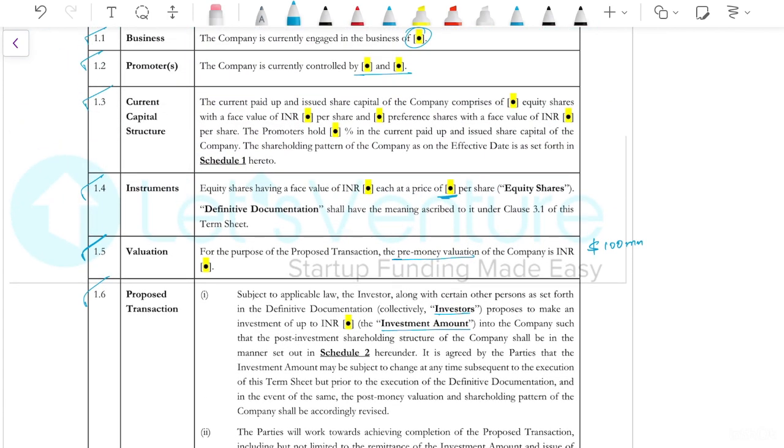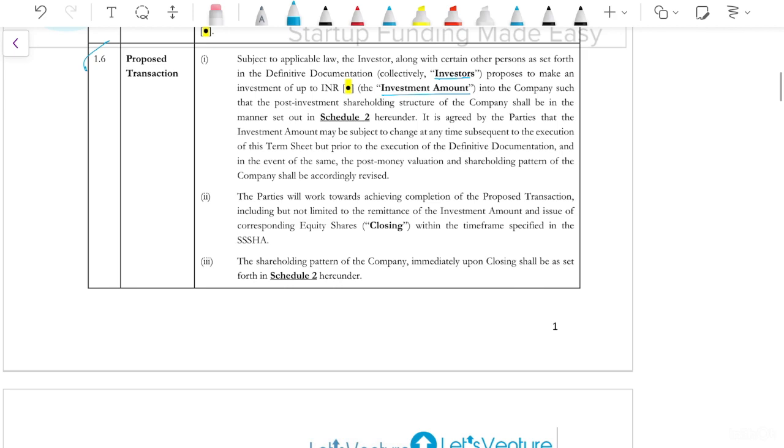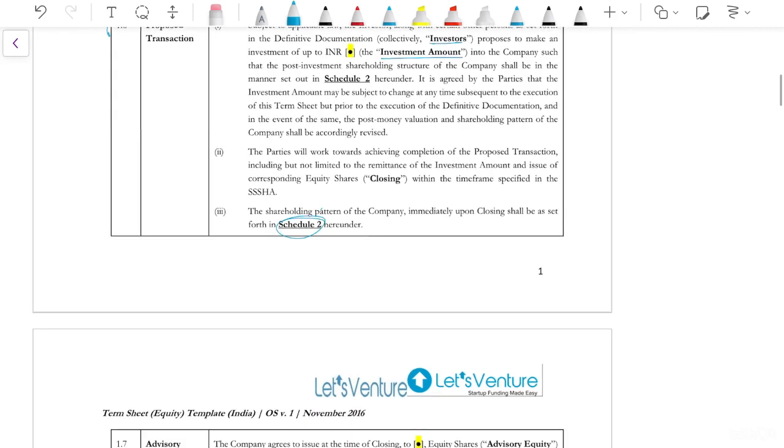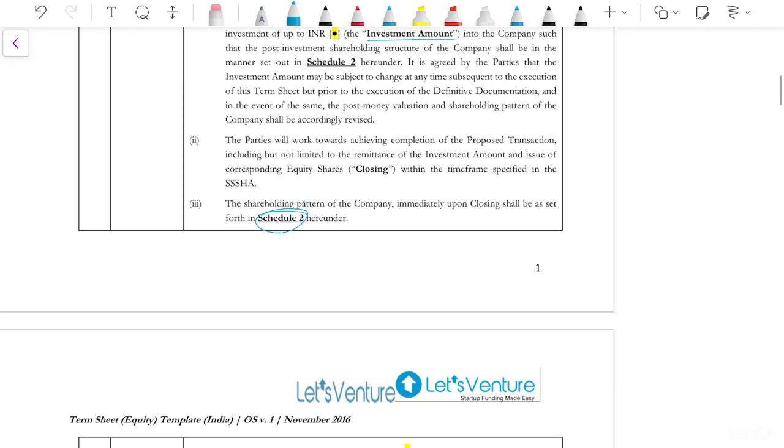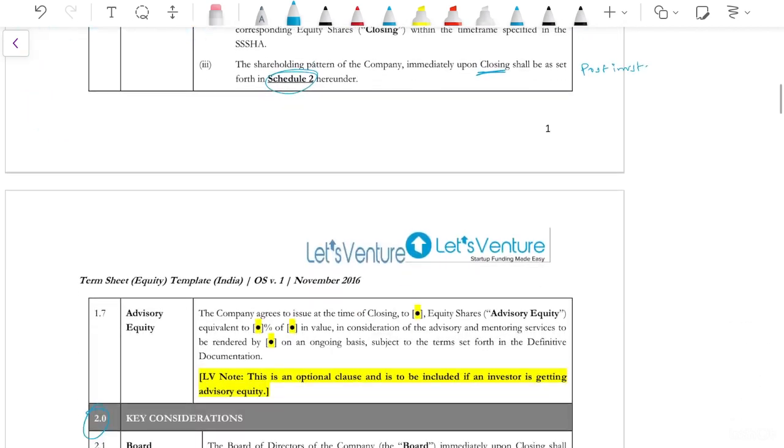The term sheet herein contains Schedule 1, wherein we are saying what is the shareholding or the cap table of the company as on effective date, which means as on the date on which the term sheet is signed. And Schedule 2 contains the shareholding or the cap table of the company as on the closing date, which means once the investment has been done, which means this is the post-investment shareholding or the cap table, and Schedule 1 is the pre-investment shareholding or the cap table.